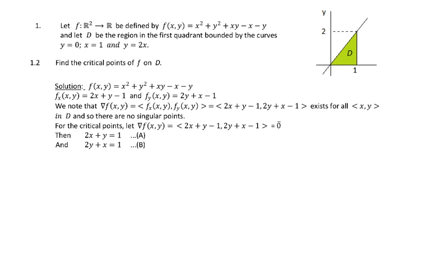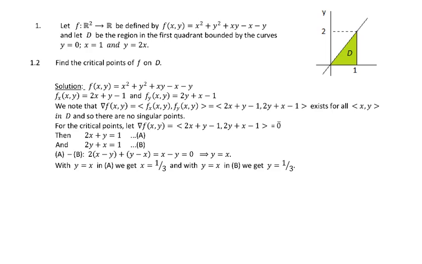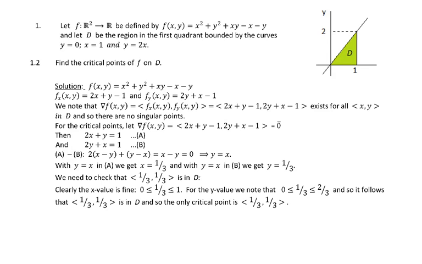This gives us two equations which we've marked A and B. If we subtract equation B from equation A, we can see that y equals x. If we substitute y equals x into A, we get x is a third, and when y is x in B, we get y is a third. At this stage, it looks as if the point (1/3, 1/3) is a critical point, but it can only be a critical point if the point is in the set D.